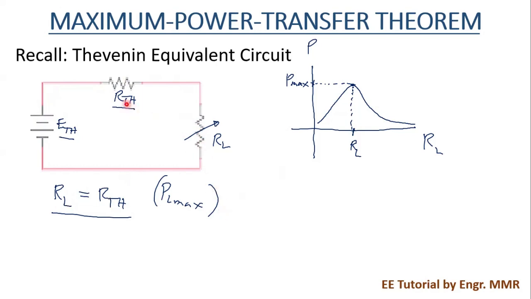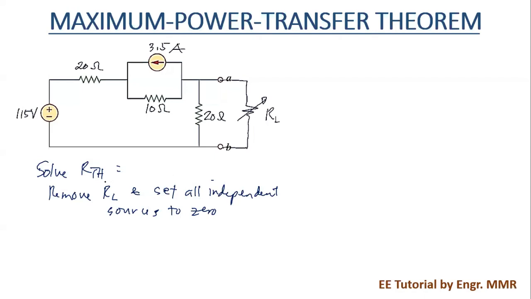Let's recall the Thevenin's theorem. So we need to convert the complex circuit into a simple series circuit such that we will have a series combination of the ETH and the RTH, and then we put back the RL across the series combination of the ETH and RTH. So we need to solve for the RTH, and remember that when we solve for the RTH, we have to remove the RL and set all the independent sources to 0. After that, we have to draw the equivalent circuit.